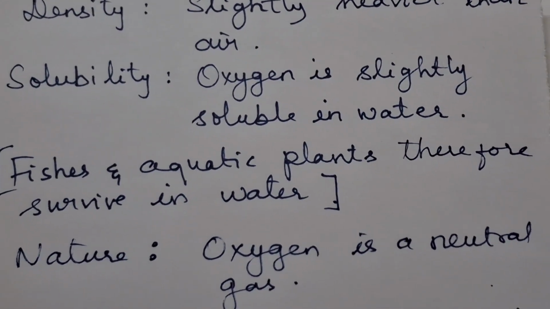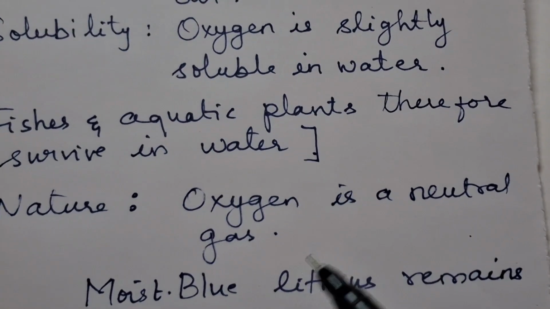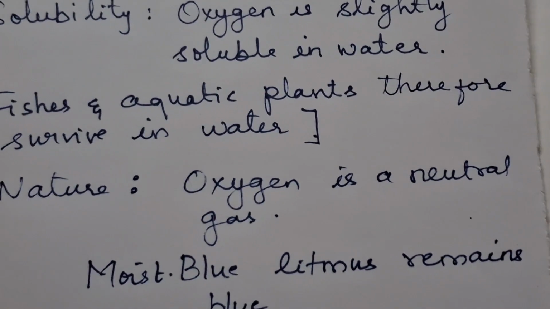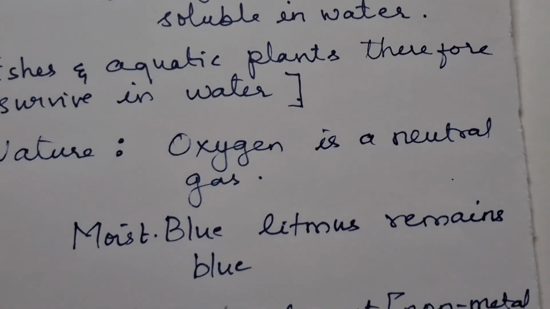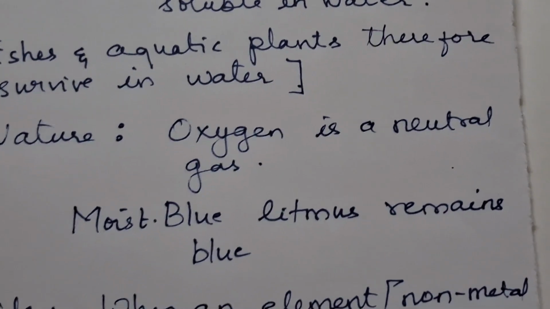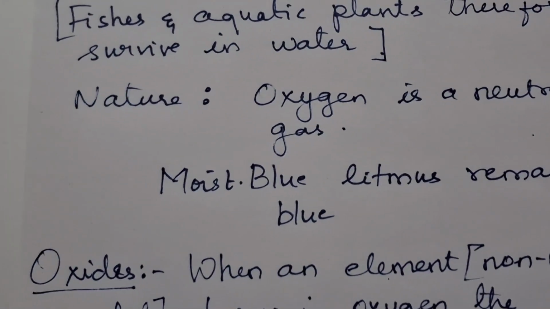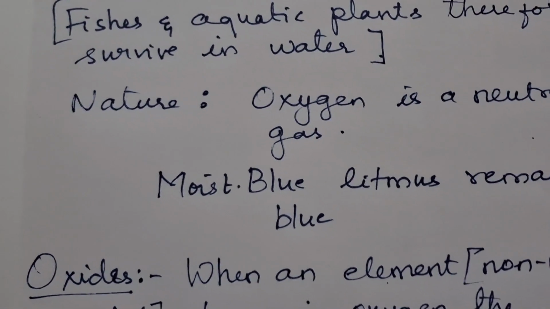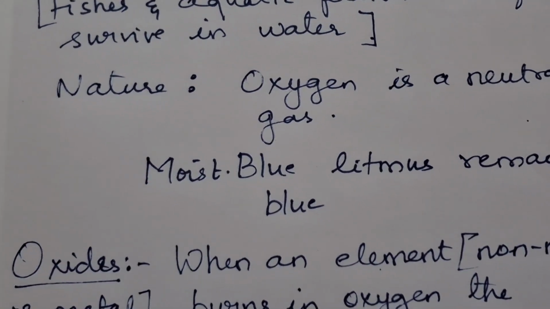Now nature: oxygen is a neutral gas. So it is neither acidic nor basic. So a moist blue litmus remains blue in color. So there is no change in the litmus paper. Next, you find oxygen as oxides. So in the combined state you find it as oxide.